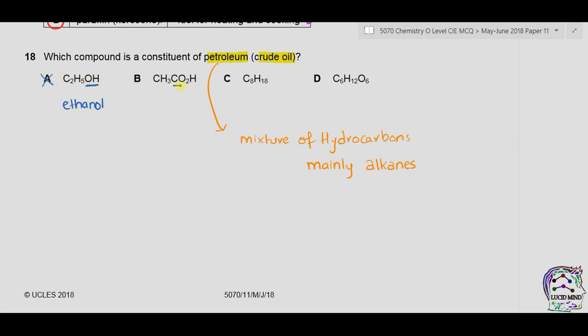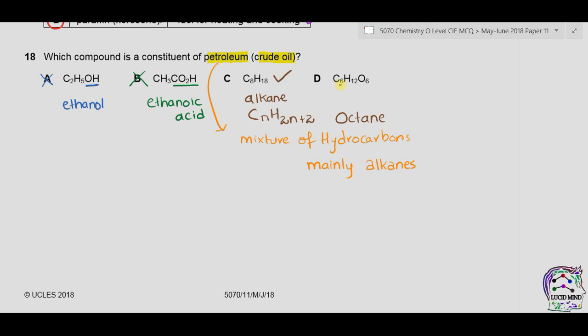In B, we can see that we have COOH as functional group, so this is ethanoic acid, a carboxylic acid. This is also incorrect. In part C, the formula is C8H18, which comes under alkane, because for alkanes the general formula is CnH2n+2. So we have 8 carbon atoms, and 8 times 2, 16, plus 2 becomes 18 hydrogens. The name of the 8 carbon alkane is octane. As petroleum consists of a mixture of hydrocarbons, mainly alkanes, C could be correct.